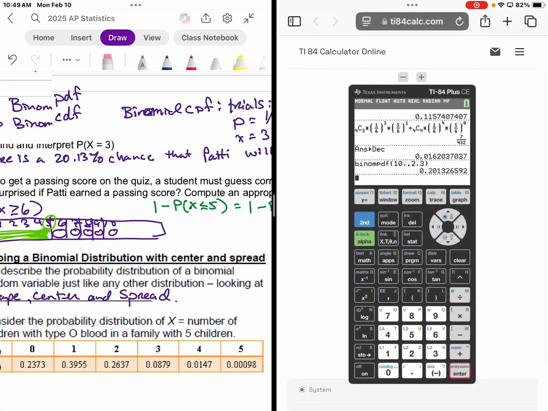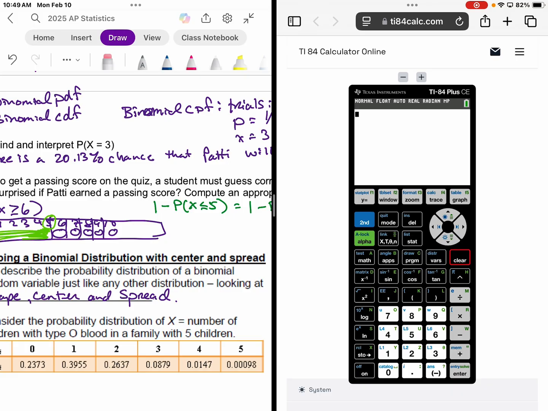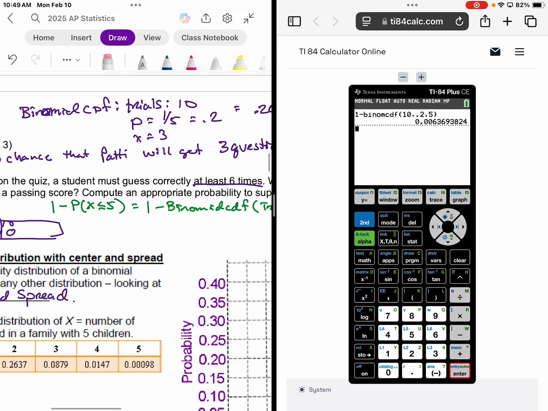So as I get back to my split screen, I'm going to clear my screen there. I'm going to do 1 minus second vars, option B, which is on the second screen, 10, .2, and then 5. Hit enter carefully a couple times, and I get 0.0064. So there's a 0.64% chance.